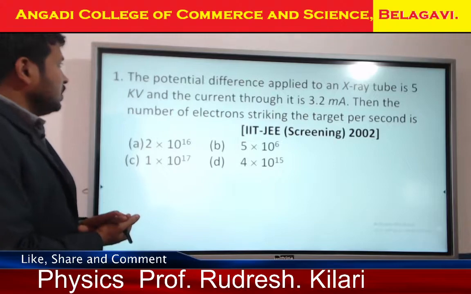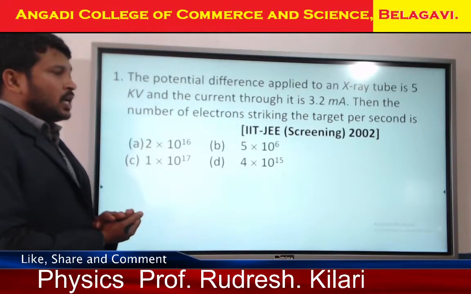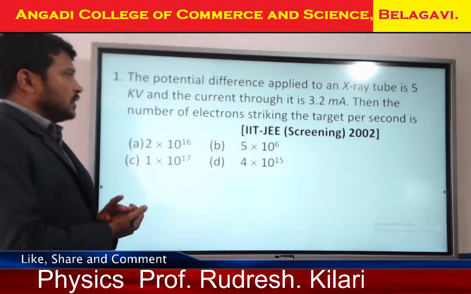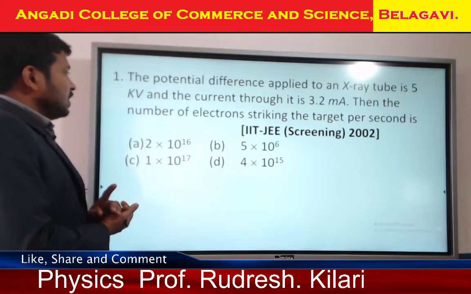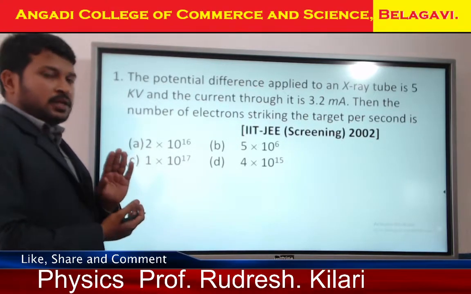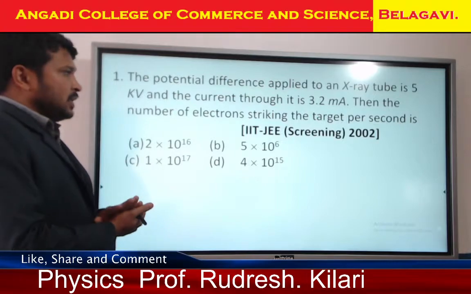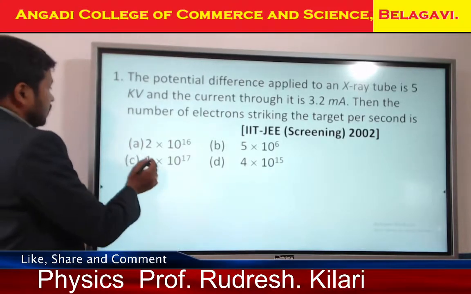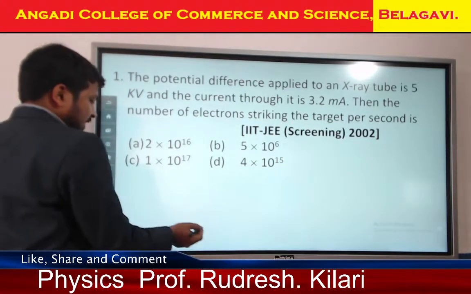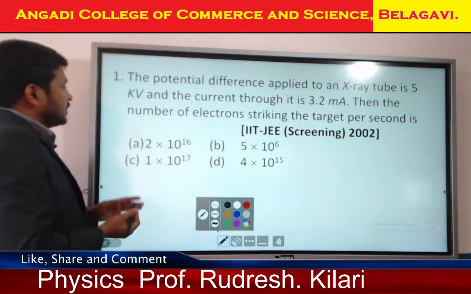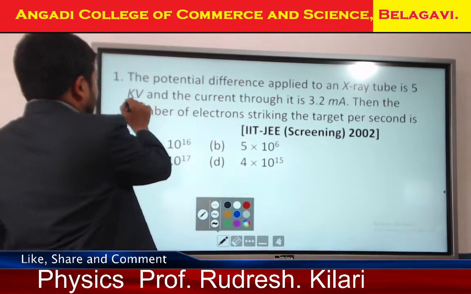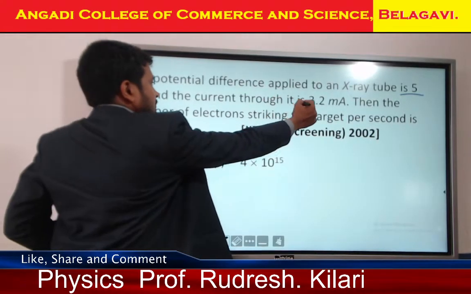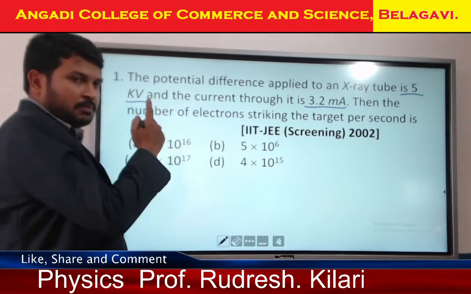Okay, first one. The potential difference applied to an X-ray tube is 5 kilovolt and the current through it is 3.2 milliampere. Then the number of electrons striking the target per second. What are they asking? How many electrons strike the target? So what are the given things here? The potential difference is 5 kilovolt and the current is 3.2 milliampere. The number of electrons they are asking.